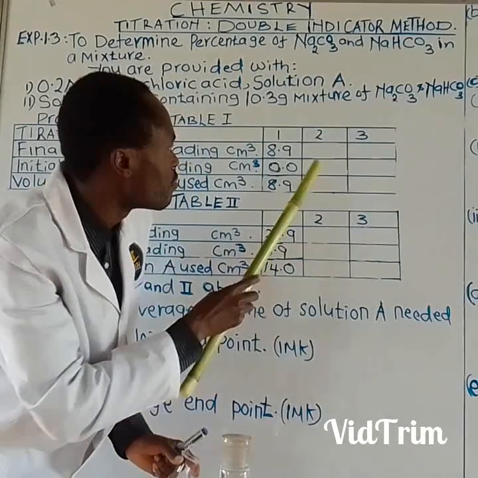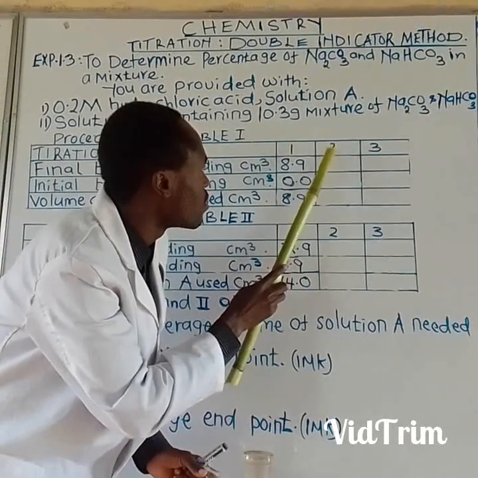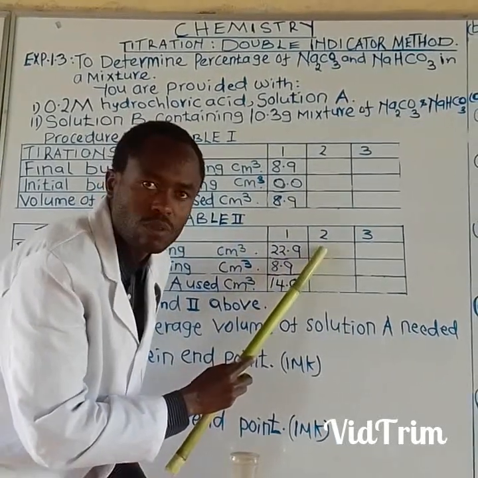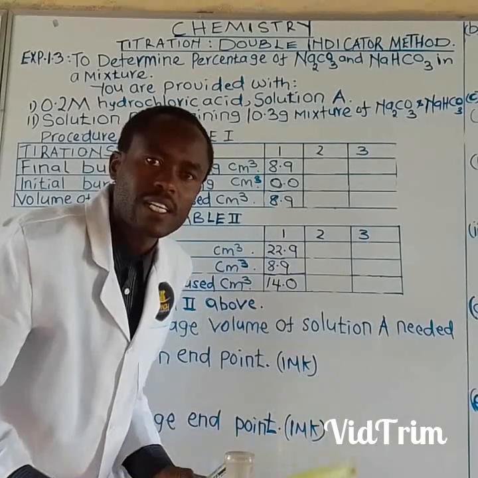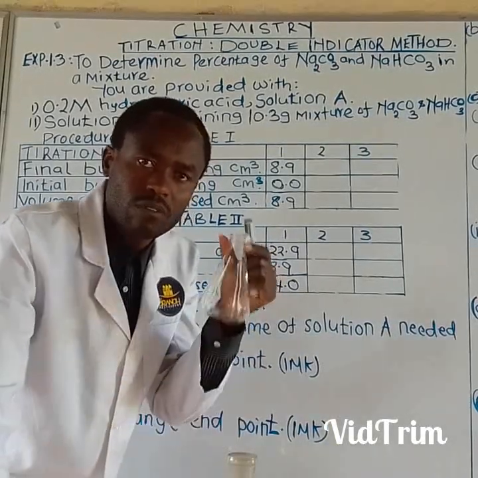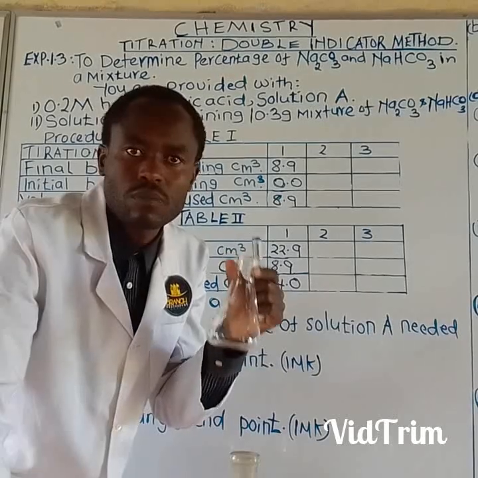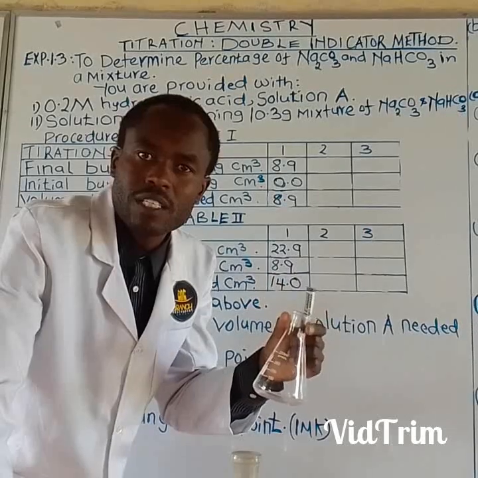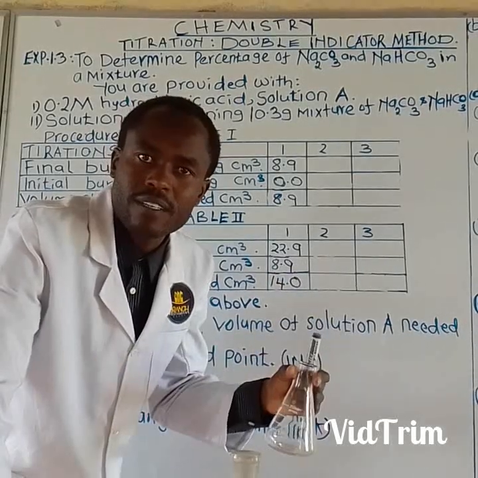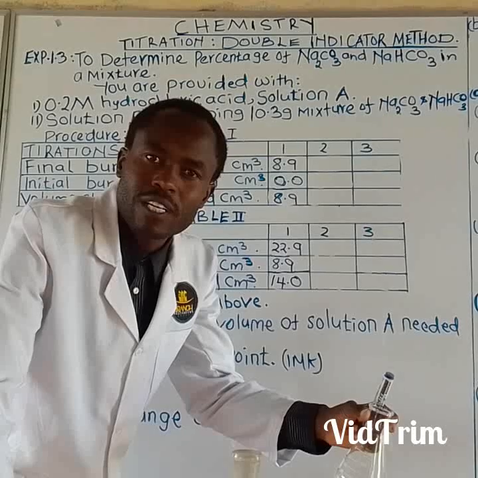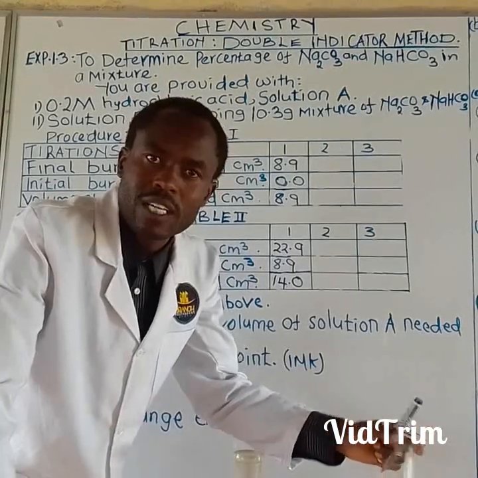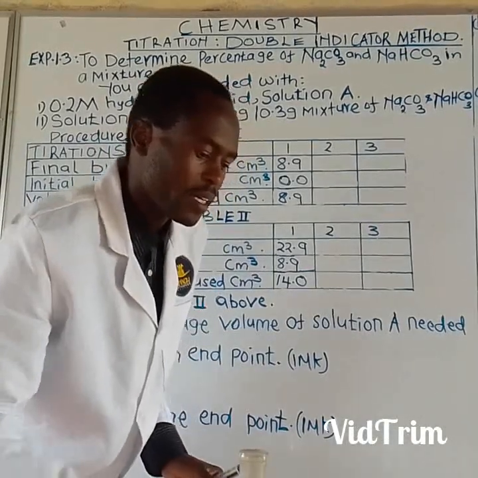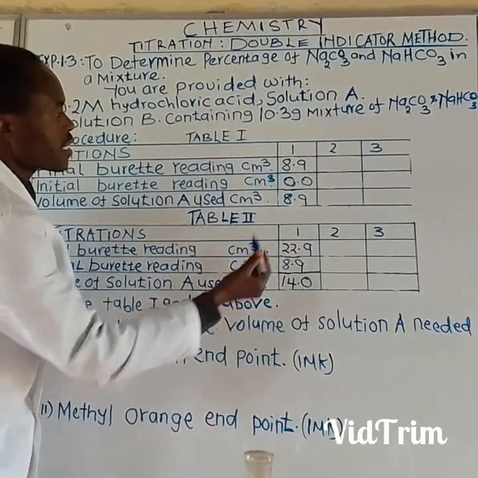And then again you fill the table 1 for titration 2 and table 2 for titration 2. When you finish, you take another clean conical flask. You pipette again 25 ml of solution B. You add phenolphthalein indicator, you fill the burette to 0 mark, you titrate, you fill table 1, you add methyl orange, you fill table 2. That's titration 3. Is it okay?